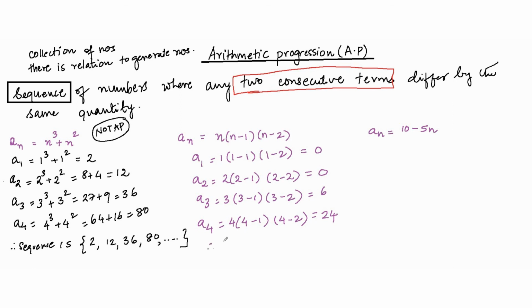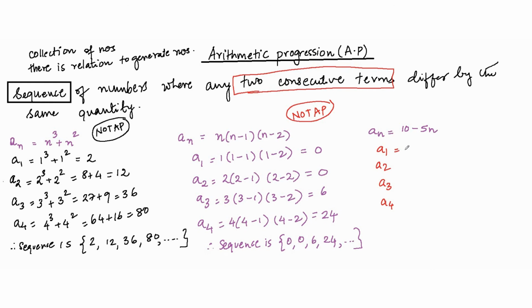So therefore the sequence here is 0, 0, 6, 24. And again here you will notice that the difference between two consecutive terms is not constant, and hence this is not an AP, right? Now let's take the third example where an is 10 minus 5n. So let's find the first four terms, A1, A2, A3 and A4.